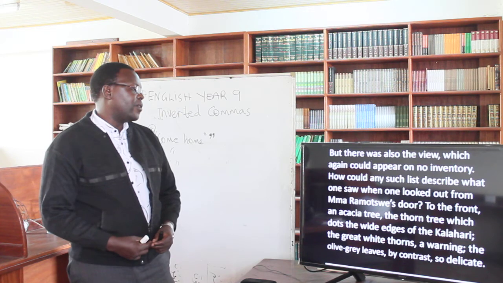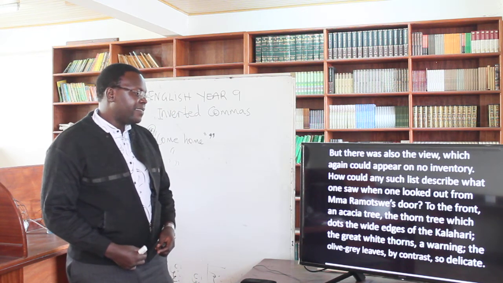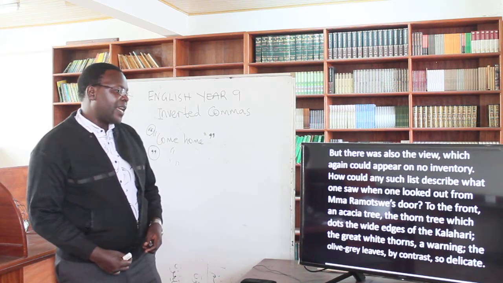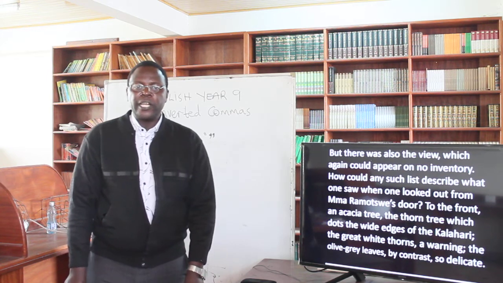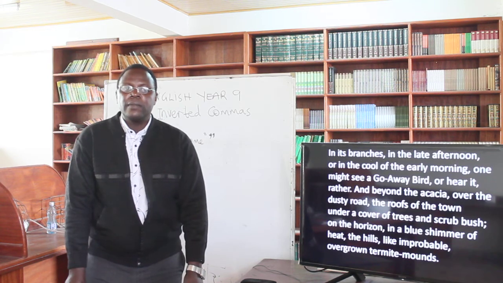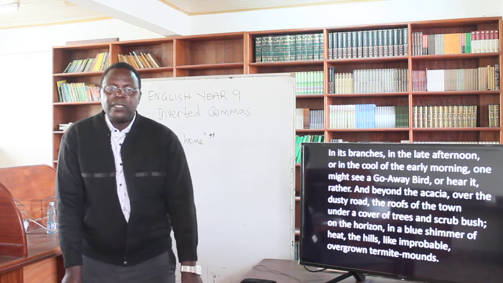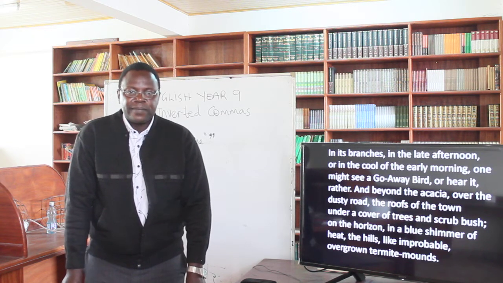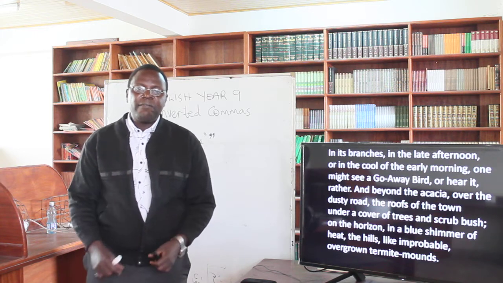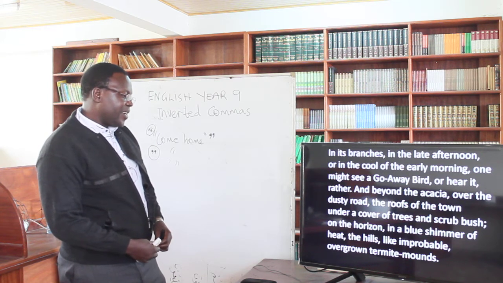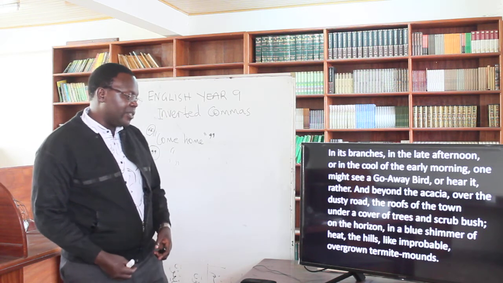How could any such list describe what one saw when one looked out from Ma Ramotswe's door? To the front, an acacia tree, the thorn tree which dots the wide edges of the Kalahari, the great white thorns, the Kalahari desert. A warning, the olive-gray leaves, by contrast, so delicate. In its branches, in the late afternoon or in the cool of the early morning, one might see a go-away bird or hear its cry. And beyond the acacia and the dusty road, the roofs of the town under cover of trees and scrub bush. On the horizon, in a blue shimmer of heat, the hills, like improbable, overgrown termite mounds.